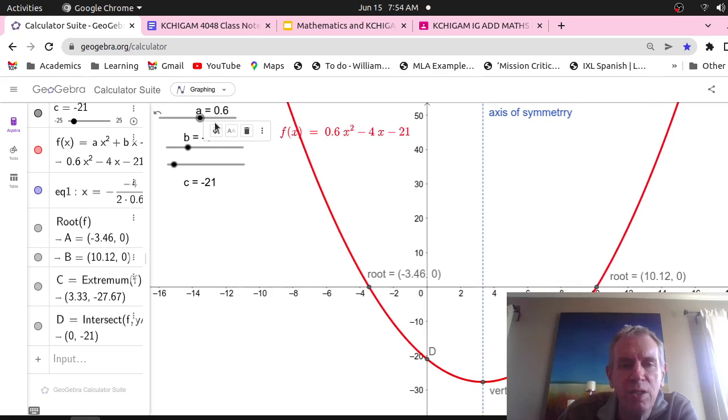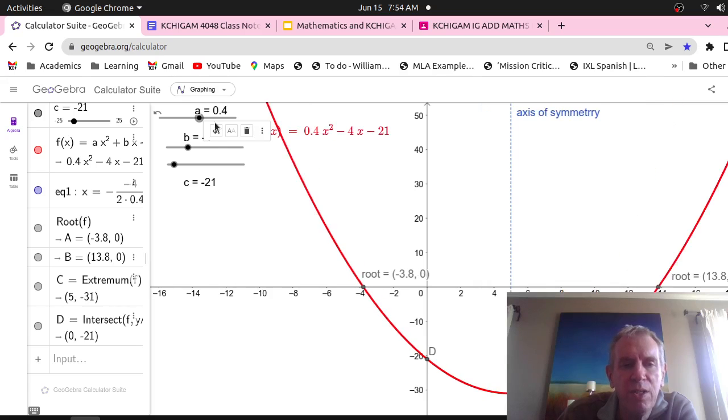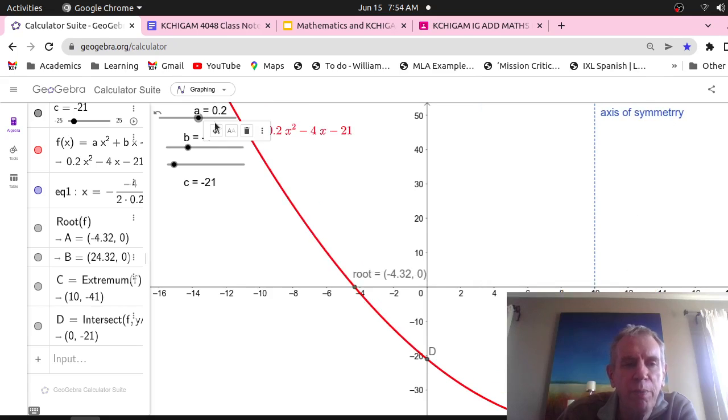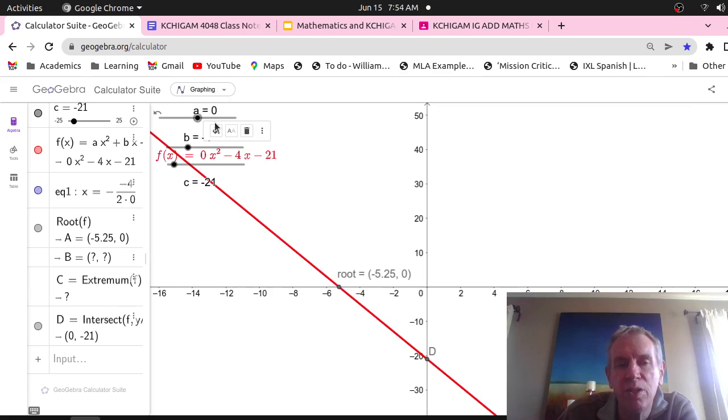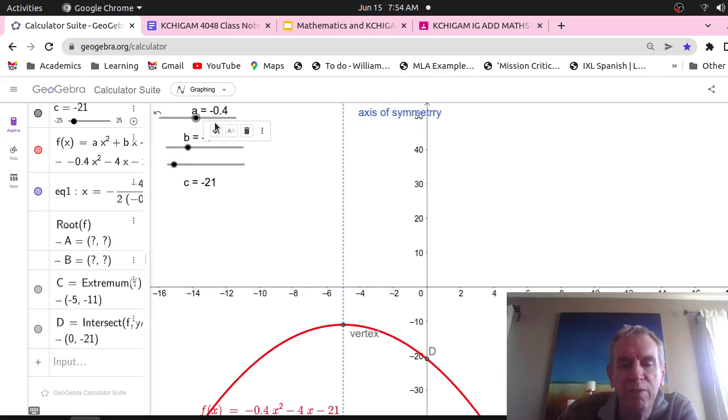It becomes less compressed. And what if A gets negative? Well, before that, let's look at the case where A equals 0. That's not allowed, because if A were equal to 0, it would not be a quadratic. It is a straight line. So when A is negative, look what happens.